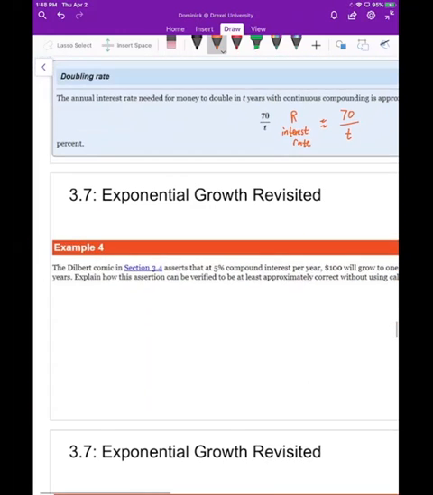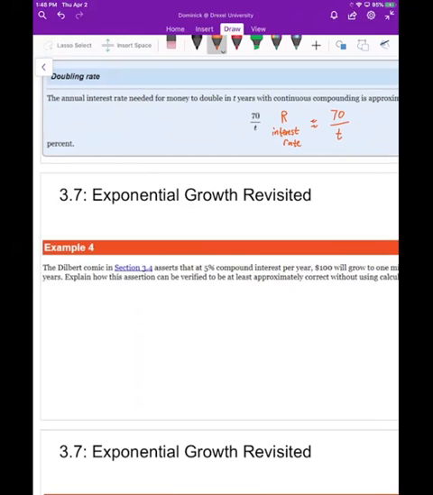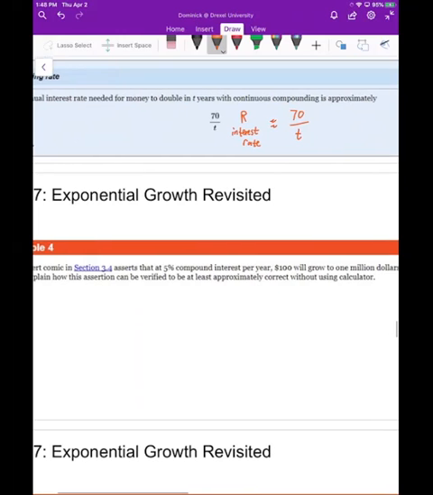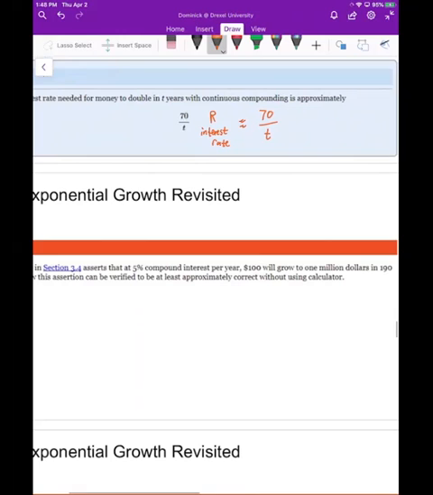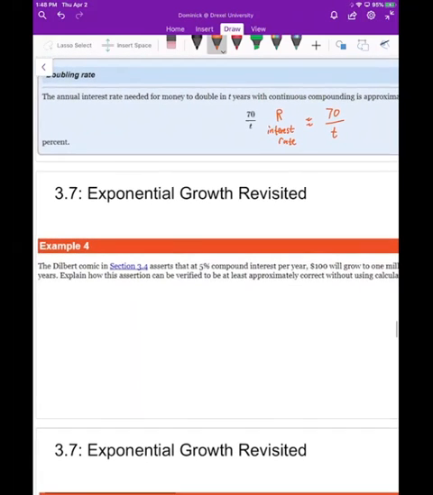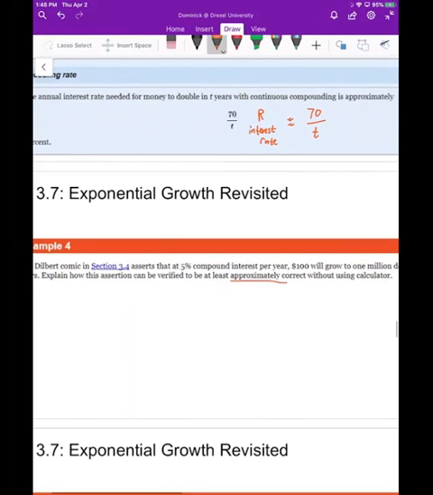All right. Now, in example 4, we have that the Dilbert comic shown in one of the previous sections starts at 5% compound interest per year. We have that $100 will grow to $1 million in 190 years. And we can verify this to be at least approximately correct by using, of course, our doubling time formula. So we can use, for example, 70 over R is roughly equal to T.